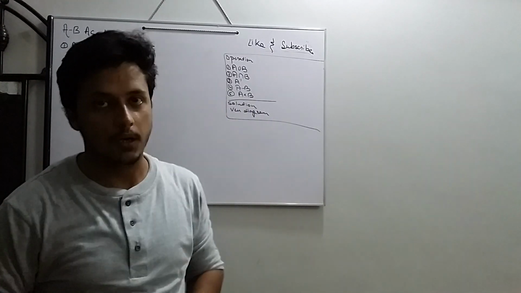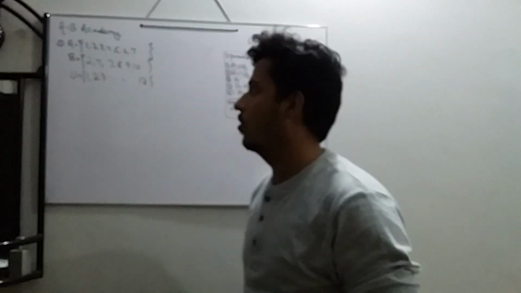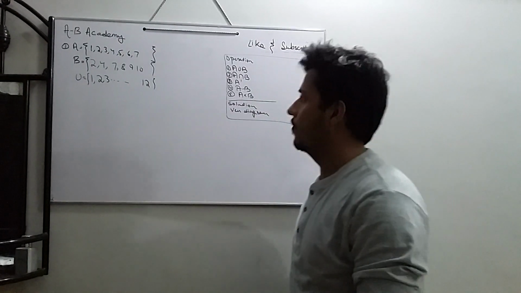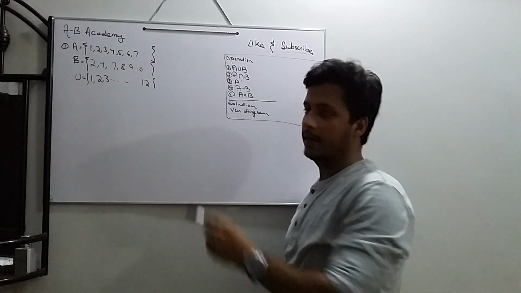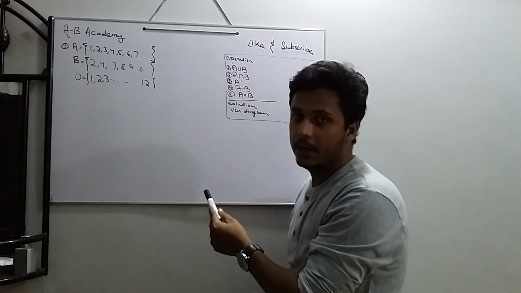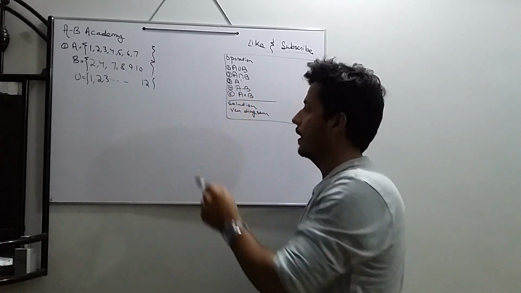Today what we are going to learn is some basic functions of sets. As you all know, there are 3 to 4 functions in sets which include A union B, A intersection B, A dash or A complement, A minus B, A multiply by B.